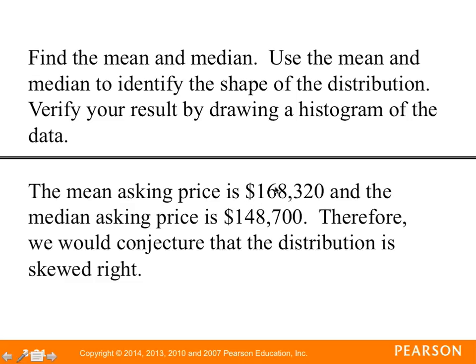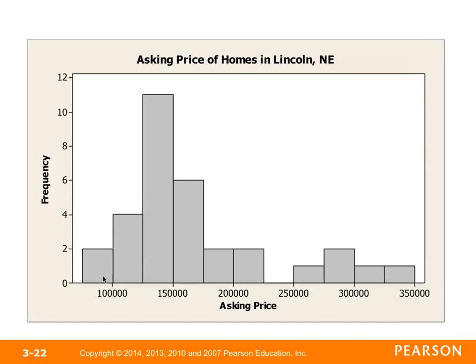So the mean asking price when we calculate it is 168,000, and the median is 148,000. Since the mean is larger than the median, and the mean is always closer to our tail, that means the mean is going to be on the right. So we would conjecture that the distribution is probably skewed right. And if we look at a histogram, it does kind of confirm that conclusion. If we think of drawing a curve above this, you're going to end up with a tail on the right, so it would be skewed right.